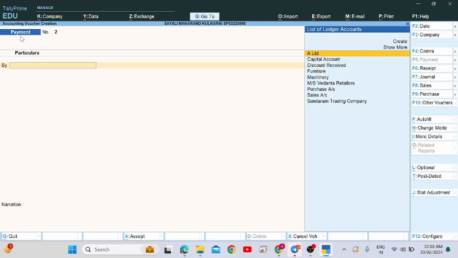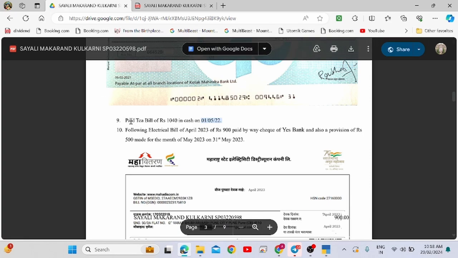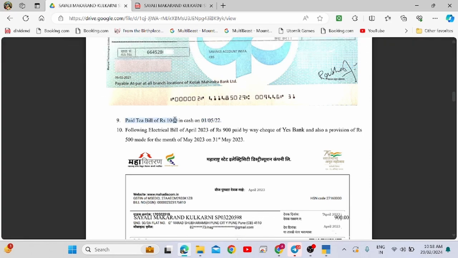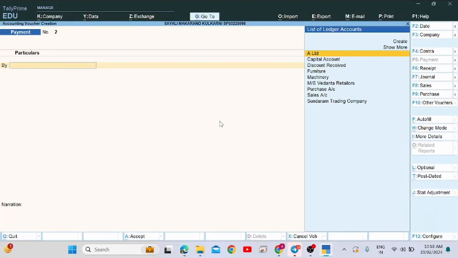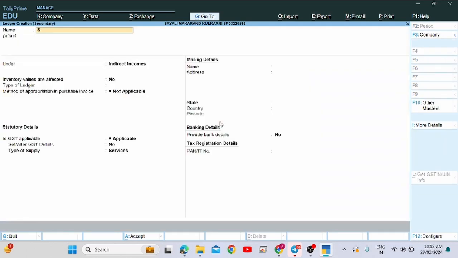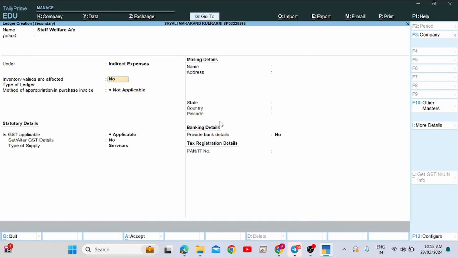In the background, we now have the base to pass the entry. First create the base, and then after that read the transaction fully again. Paid T bill 1040, correct. Now no need to create a T bill account. What does T bill represent? T bill represents staff welfare expenses. Therefore here say staff welfare, but that staff welfare ledger is not there. Create it. Staff welfare account. Where do we write this? Staff welfare we write in the profit and loss, indirect expenses. Yes.